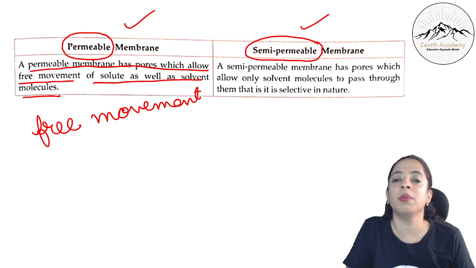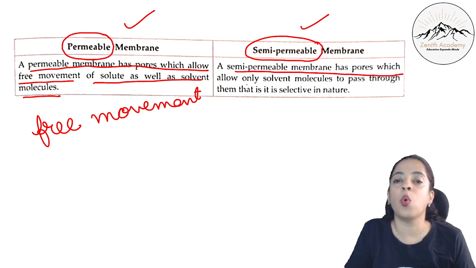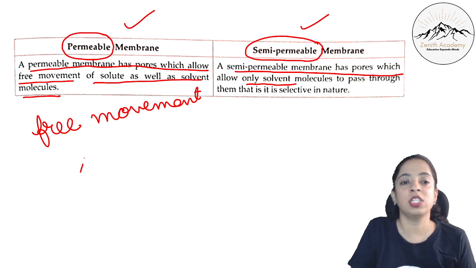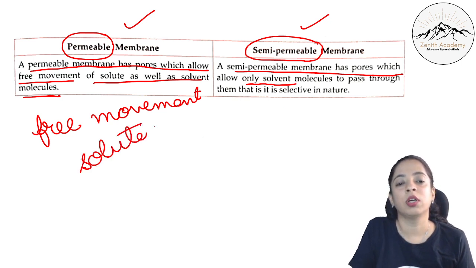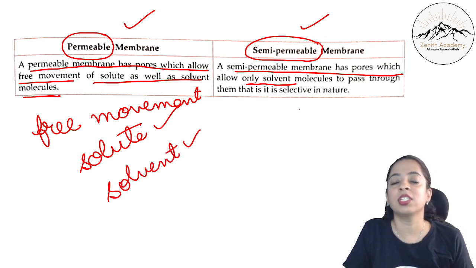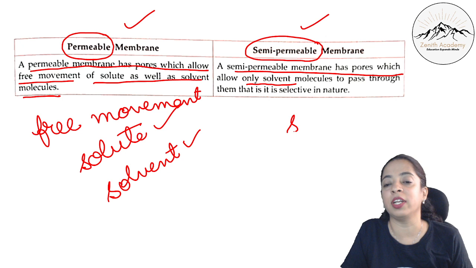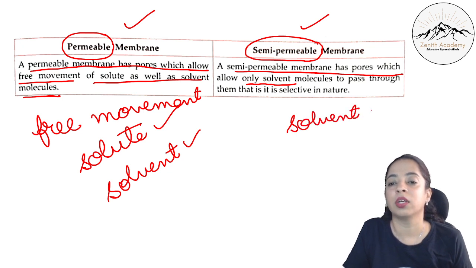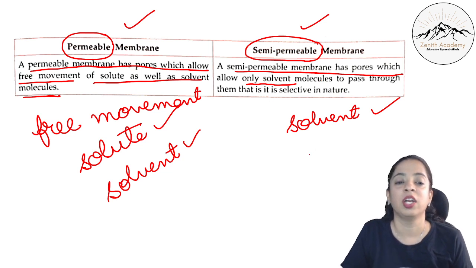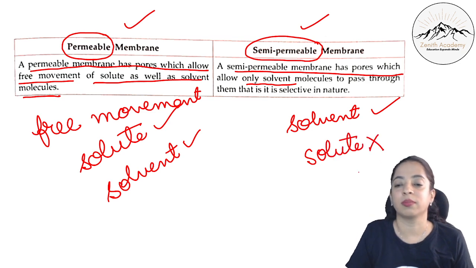Whereas a semi-permeable membrane has pores which allow only solvent. So this is allowing solute as well as solvent, and there is free movement. Now this is allowing only solvent. Solvent it is allowing to pass through. Allow only solvent molecules to pass through them. This is selective in nature and does not allow some solute particles.